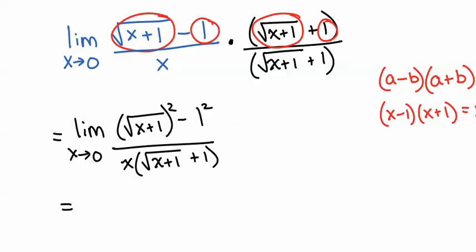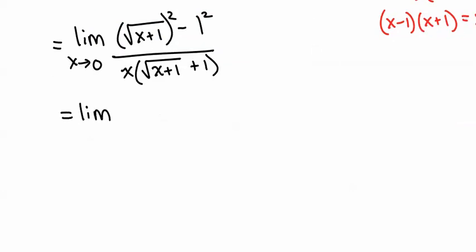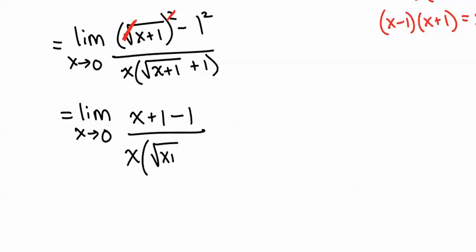Now I'm just going to simplify using algebra skills. So root x plus 1 squared, well, handy: my square root and my square are opposite operations, so they cancel out. All I'm left with is x plus 1. 1 squared is just 1, so x plus 1 minus 1. I'm not going to expand the bottom because something cool is going to happen. Plus 1 minus 1, guess what? That's 0, so that goes away. Now I've got an x in the numerator and an x in the denominator. Those are going to cancel out.